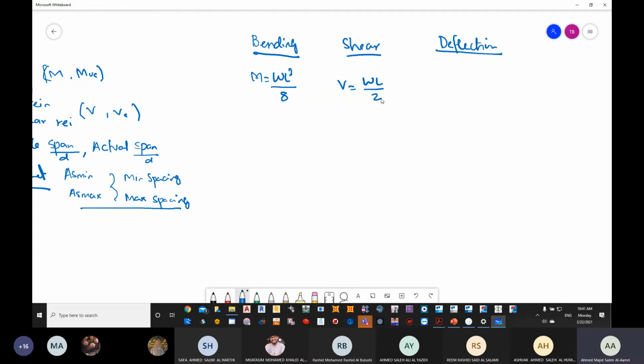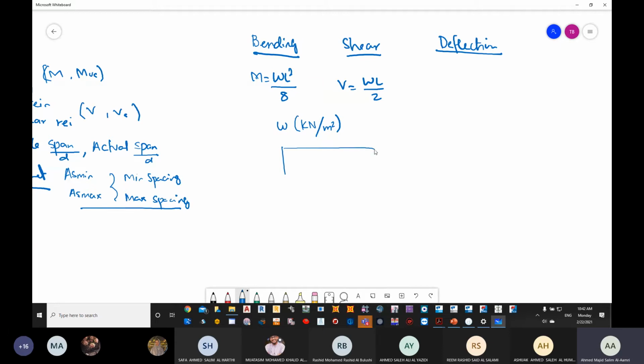Now, if you see, in both equations, we are having W, right? In both equations for bending moment and shear, we have W. Now you can see, yesterday or last class, we have discussed the unit of loading for a slab. We said the unit of loading is kilonewton per meter square. Do you remember? Okay. So now let us have three scenarios.